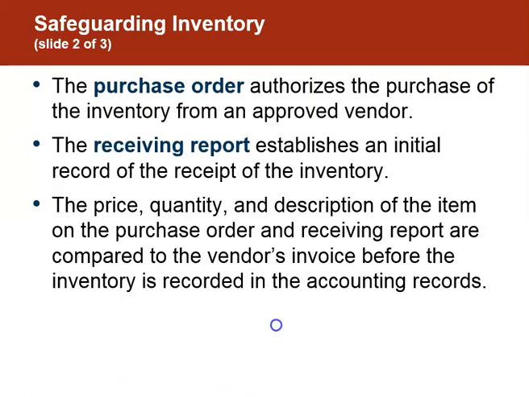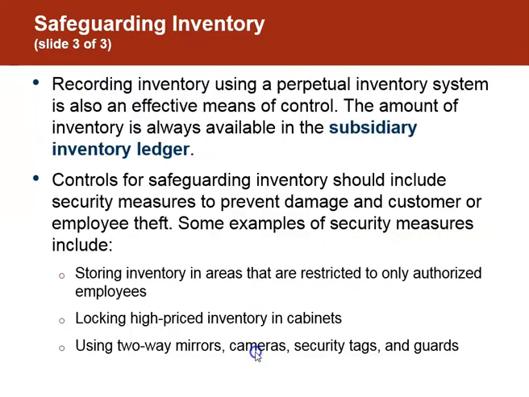All right, so we've discussed this slide already. It says the price, quantity, and description of the item on the purchase order and receiving report are compared to the vendor's invoice before the inventory is recorded into the accounting records. And as I said, also before we actually go ahead and pay that invoice.